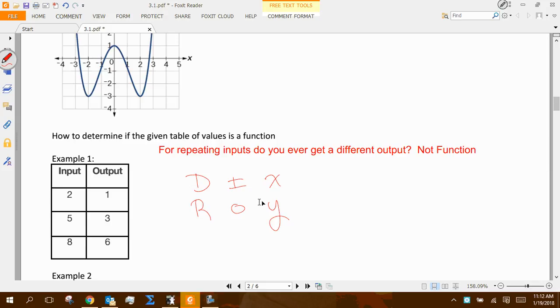Respectively, if you can remember those, when I say input, automatically know they're talking about my domain, because I and D respectively are alphabetical in comparison to range and output. So hopefully that helps as you move through the rest of the course.